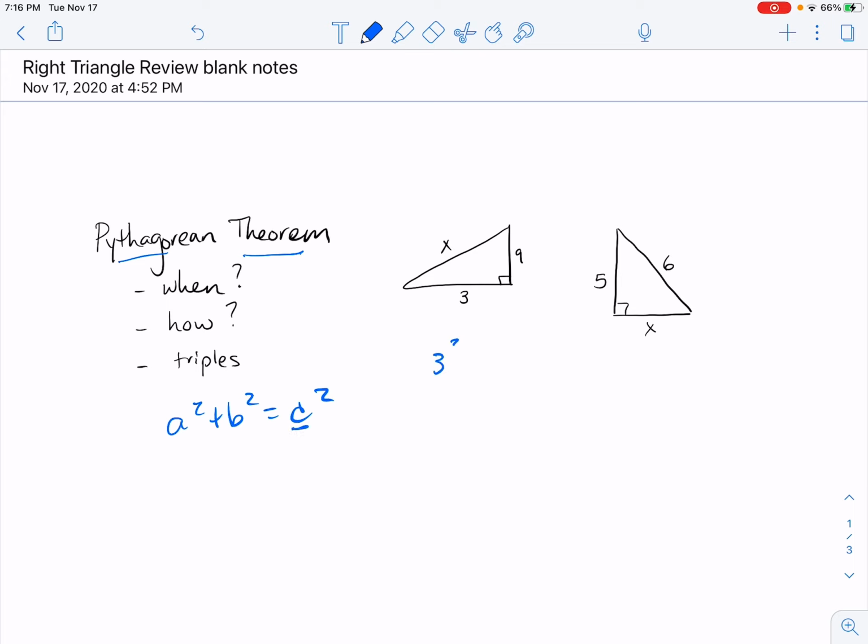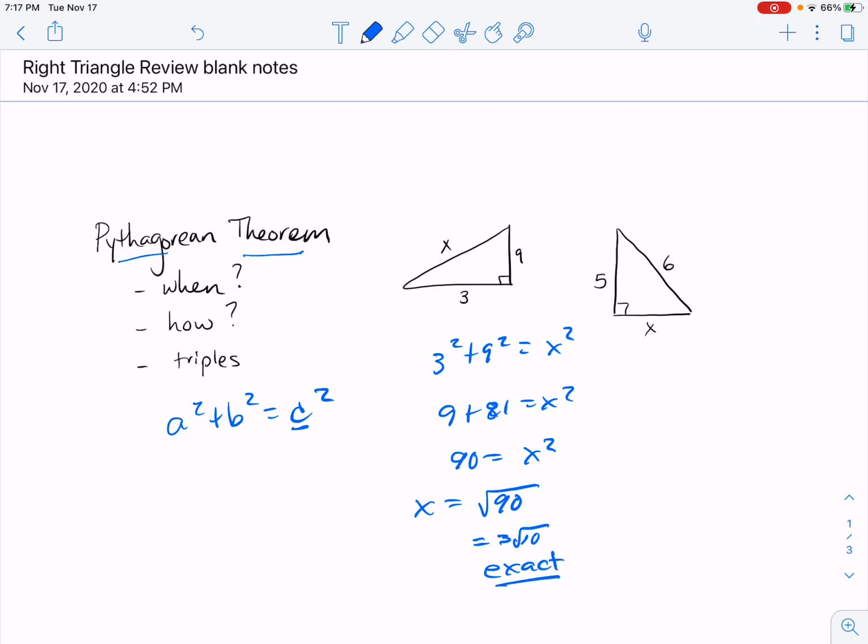So you have 3 squared plus 9 squared equals x squared. You get 9 plus 81 equals x squared. 81, there we go. You get 90 equals x squared. So x is equal to the square root of 90. We can pull out a 3, or the 9, right? So you get 3 root 10. This is exact. Those are the type of answers we want. This whole unit.